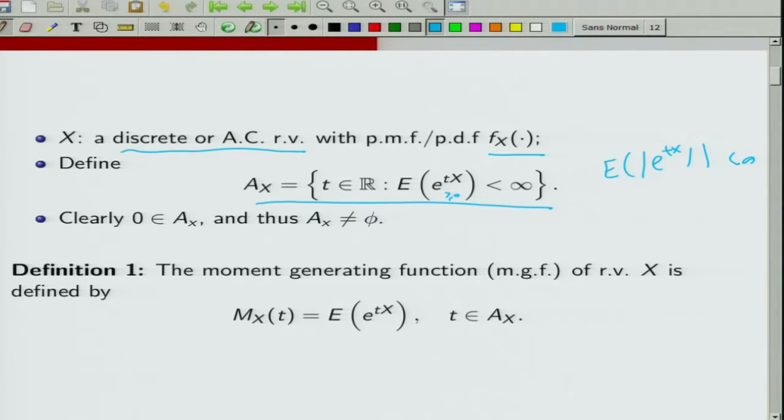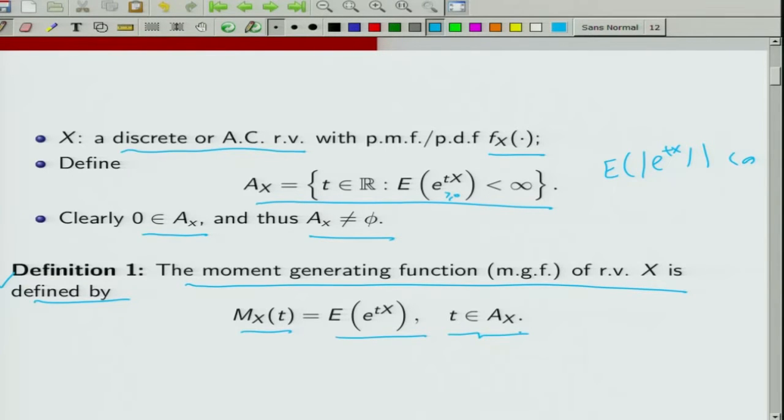Now one thing is clear, that if I look at the point 0, 0 is clearly there in A_X, because the expected value of e to the power 0 times X is the expected value of 1, which is always finite. So 0 is always there in A_X, so A_X is always non-empty. So now I define the moment generating function. The moment generating function of a random variable X is defined by M_X(t), which is the expected value of e to the power tX. And of course, A_X is the set where this quantity is finite, so I allow t to vary only over A_X. So this quantity is called the moment generating function of a random variable X.